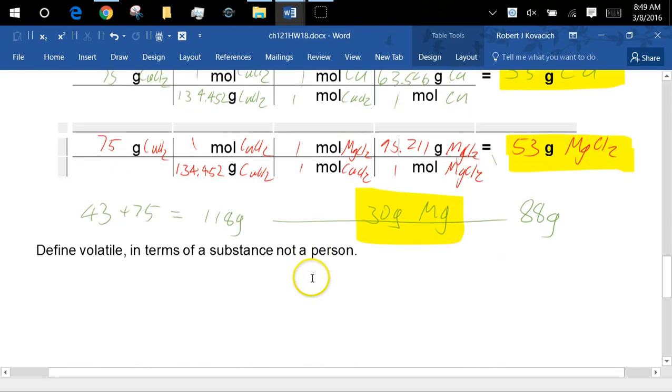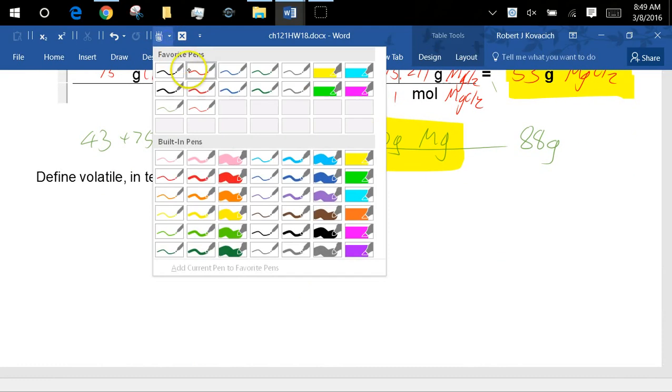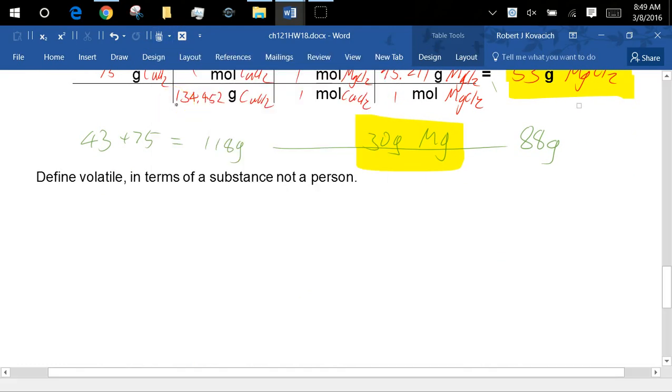Volatile? I got how easy something turns gaseous.